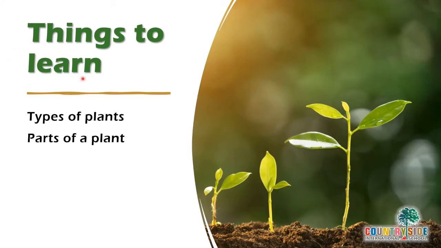Children, there are two topics we are going to learn in this chapter: the types of plants and the parts of a plant. Parts of a plant is very important, and you will have a nice interesting drawing to do also.